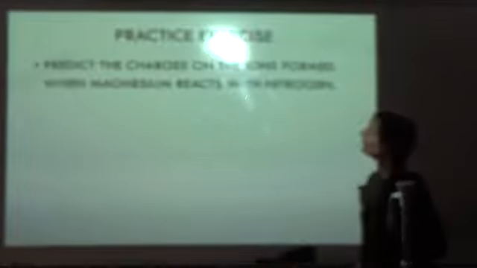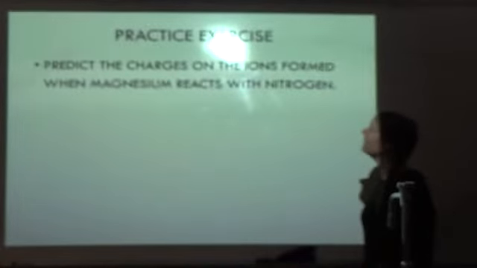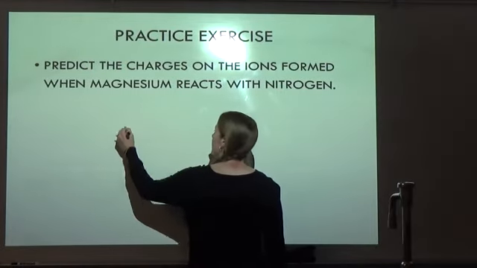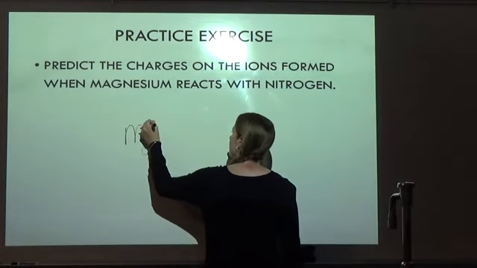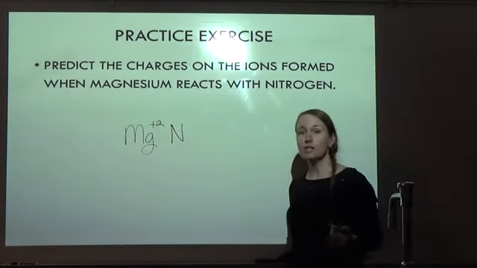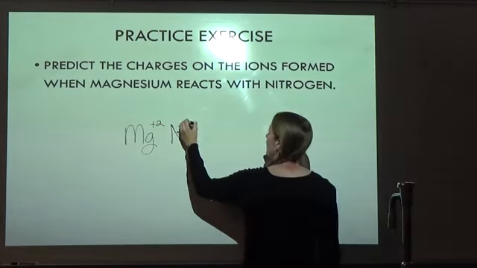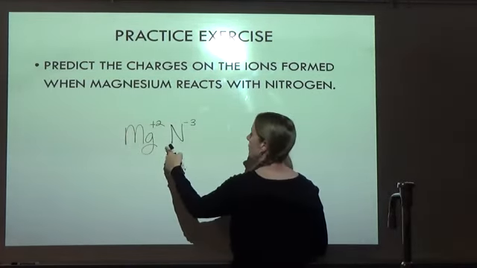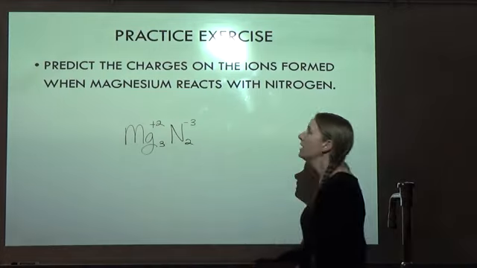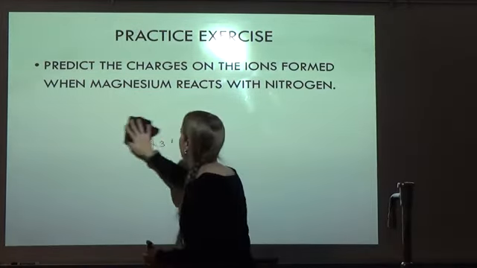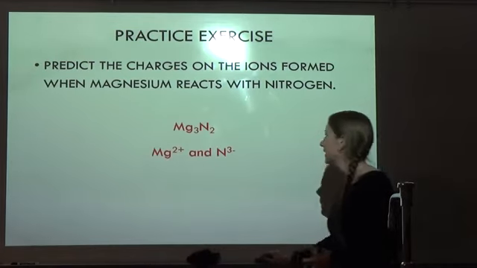Alright, it says predict the charges on the ions formed when magnesium reacts with nitrogen. Well, again, we don't have to predict because we already know how to do this. So magnesium is in group 2, so it's going to be positive 2. Nitrogen is in group 15, and so all of those are negative 3. Alright, and so if it wanted us to make the compounds, then of course we would cross our charges like that. Okay, it didn't ask that though, it just asked what the charges were. So magnesium would be positive 2, and nitrogen would be negative 3.